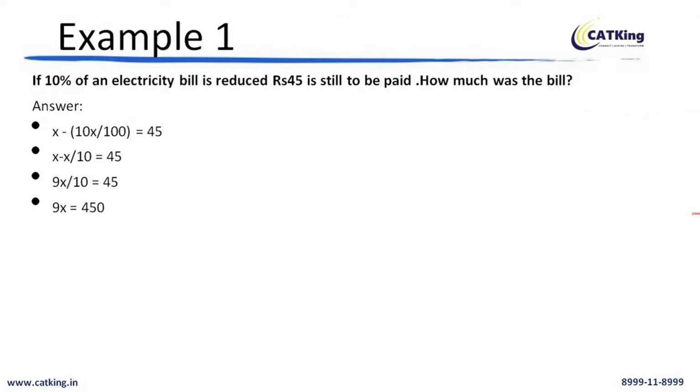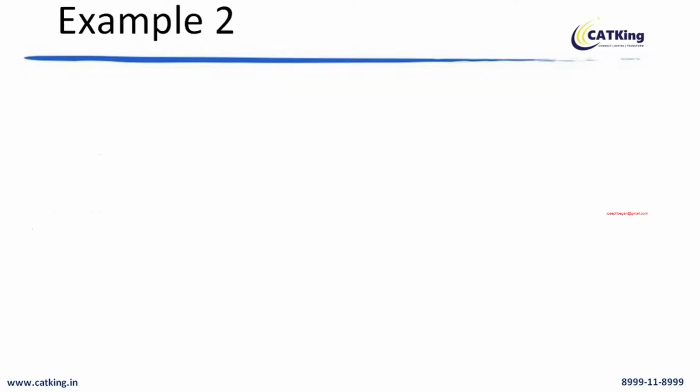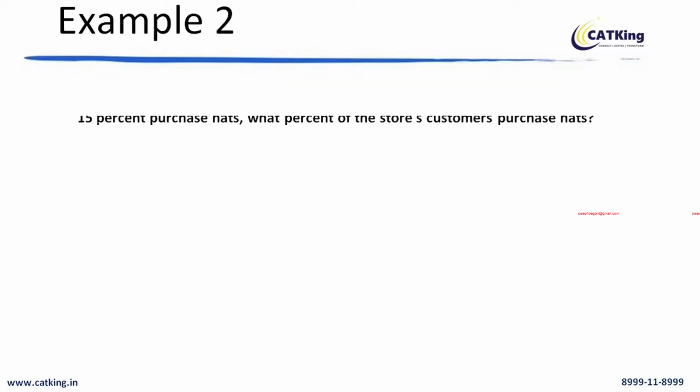So 9x is equal to 450. So x is equal to 50. So the bill amount was 50. I hope this is clear. Alright, let's move on to the next question.